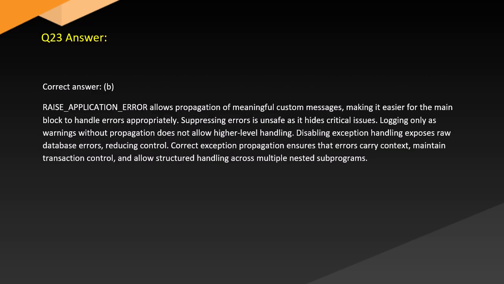Answer. Correct answer: A. RAISE_APPLICATION_ERROR allows propagation of meaningful custom messages, making it easier for the main block to handle errors appropriately. Suppressing errors is unsafe as it hides critical issues. Logging only as warnings without propagation does not allow higher-level handling. Disabling exception handling exposes raw database errors, reducing control. Correct exception propagation ensures that errors carry context, maintain transaction control, and allow structured handling across multiple nested subprograms.